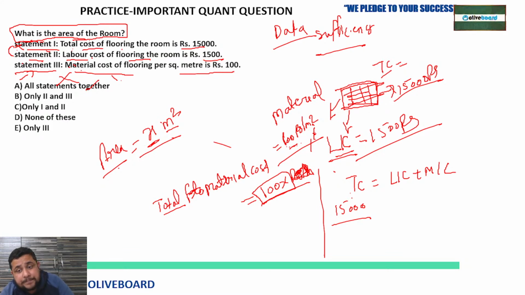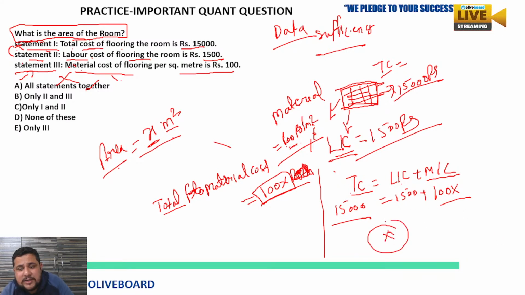Why? Because see, total costing is 15,000 that we have. Labor costing is 1,500 that we have. Material costing is how much? 100x. Clear? This is equal to 100x. So by the help of this, we can easily get the value of x. 15,000 minus 1,500 will be 13,500, just divided by 100. So x is equal to 135. Clear?